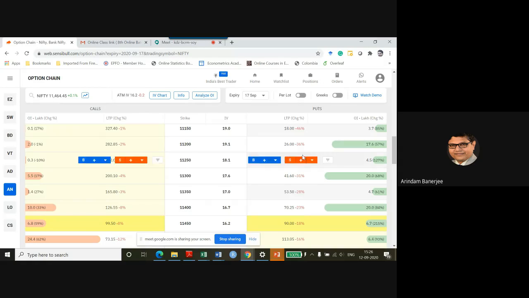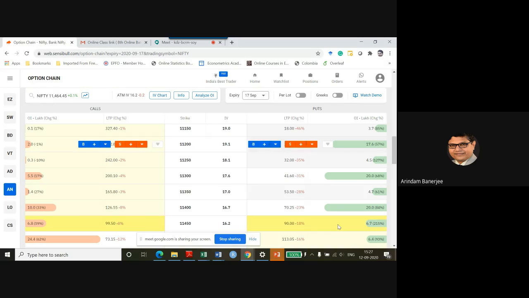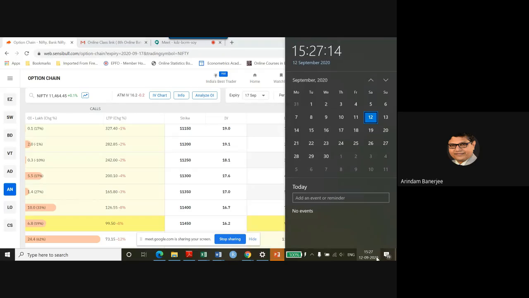Fine. Now, this is the option chain for Nifty. This is the expiry. It is a weekly contract. For Nifty, it can be weekly as well as monthly. The weekly contracts expire on every Thursday. So on 17th, one series will expire, then on 24th, one series will expire. On 24th, the monthly series will also expire. Then 1st October, 8th October, it will go on like this.